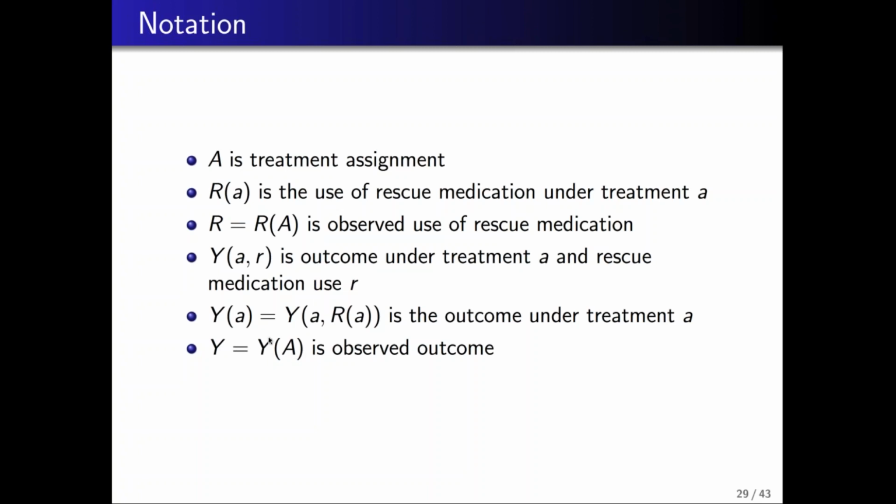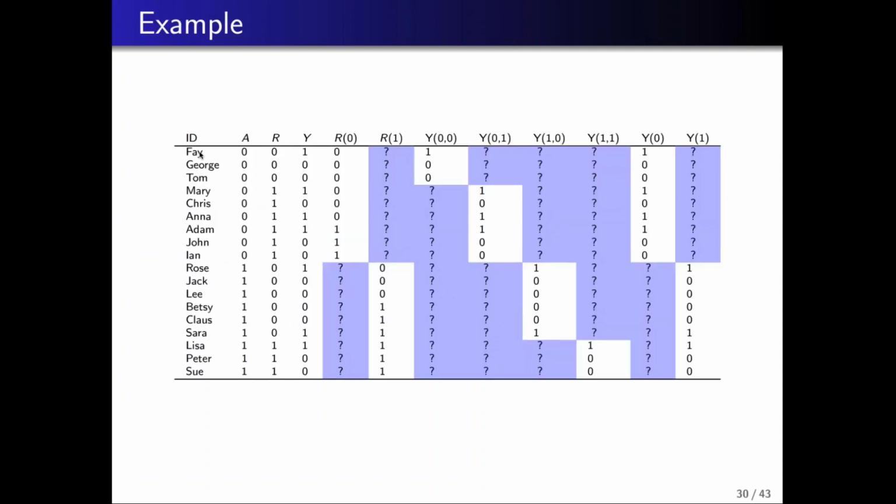All right. So what I'm going to observe in the trial are going to be A, R, and Y, but I've introduced these potential outcomes, R of little a, Y of little a comma R, and Y of A. And I've illustrated this on the next page. So here's an example. Here's Faye. Faye did not take treatment, did not use rescue meds, and was observed to die. Okay, and here, what do we learn? So I've now written in the last set of columns all these potential outcomes.